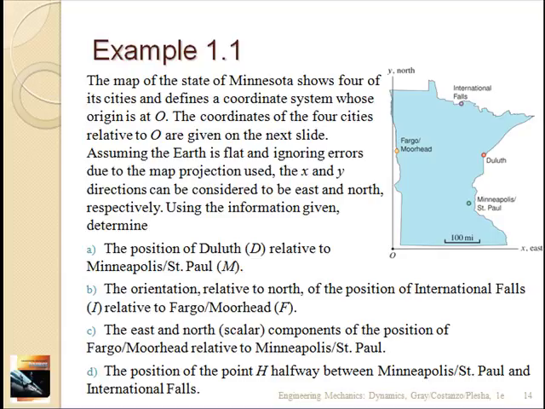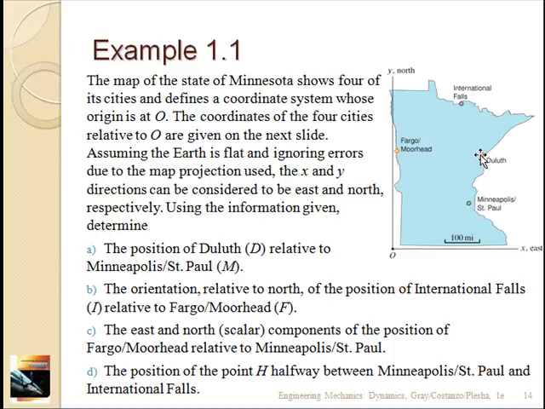So I want to just work out a few examples, first dealing with vectors and then dealing with masses. So in this example, we take a map of Minnesota and we lay out an origin in the lower left corner, and then we identify the cities Minneapolis, Duluth, International Falls, and Fargo-Moorhead. And we're going to answer these 4 questions based on this map. Okay, so first of all, what's the position of Duluth relative to Minneapolis?